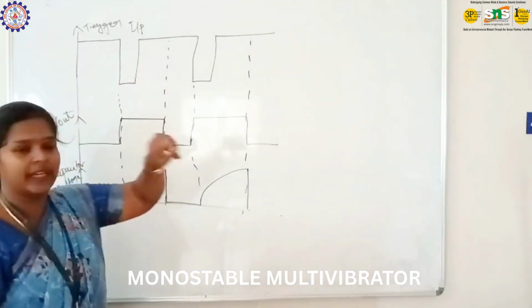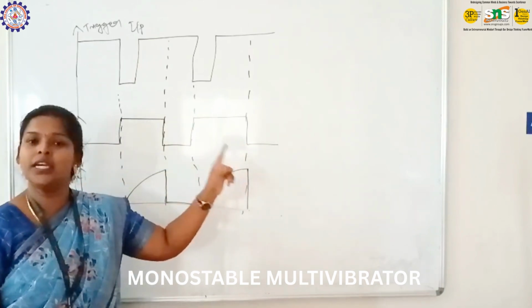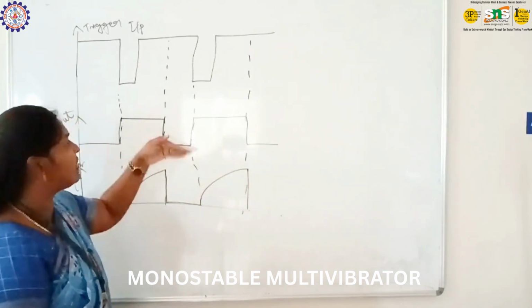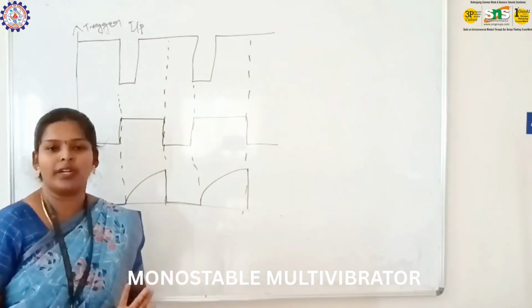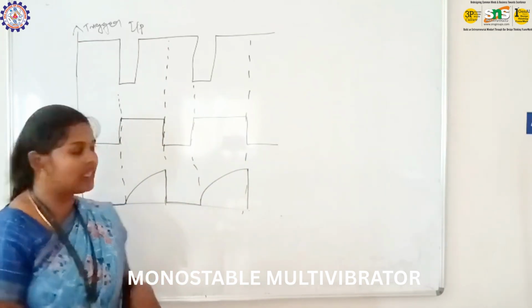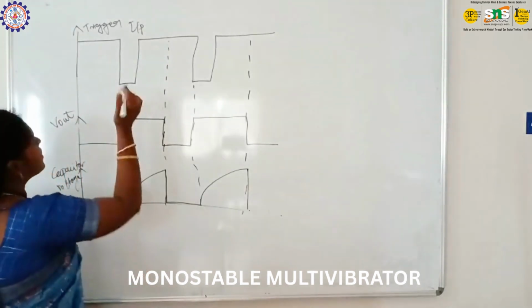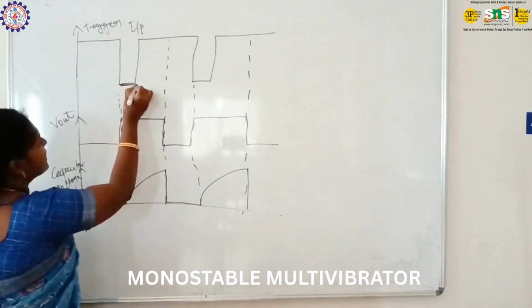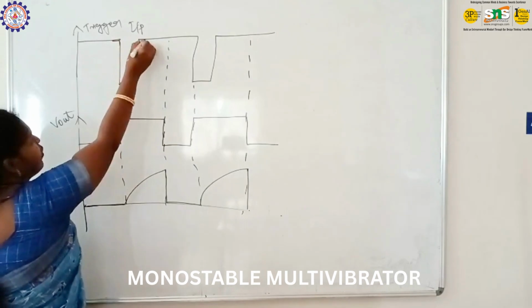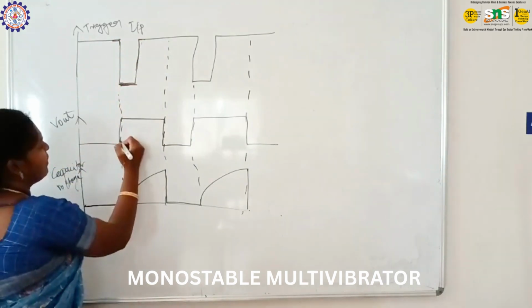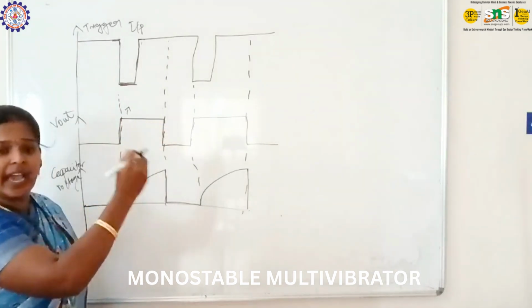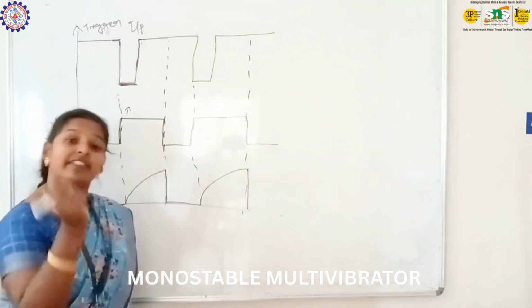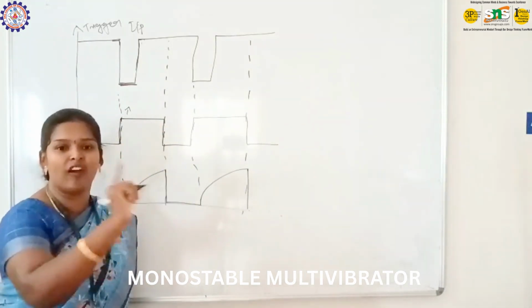Now the trigger input. As I already discussed in the diagram session, whenever I apply a trigger input to the circuit, only at that time the output will be high, right? So let's see. Now I applied the trigger here, the negative trigger only. At that time the output goes to the high state. Again it goes to the low state because of that set condition.